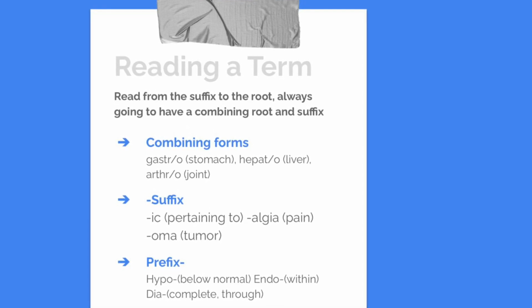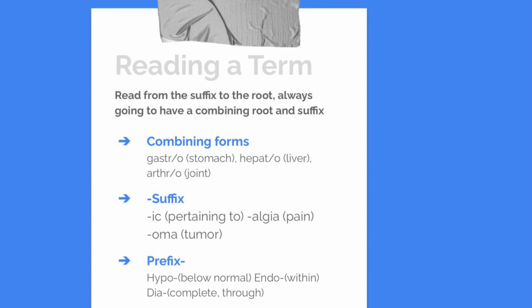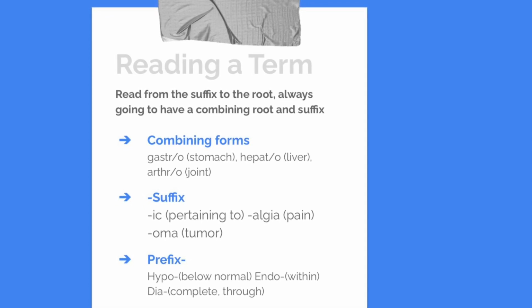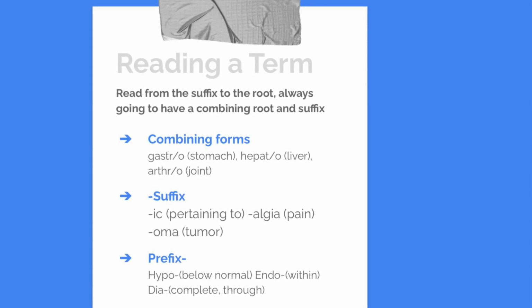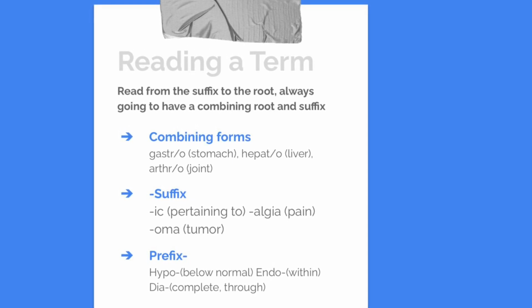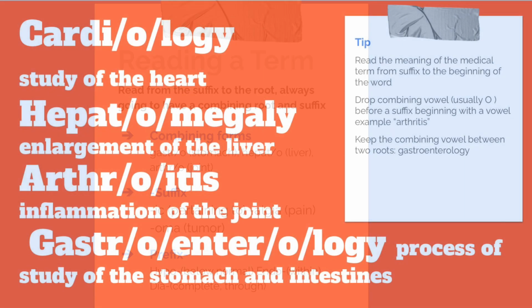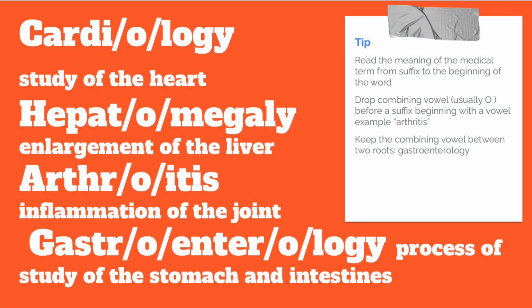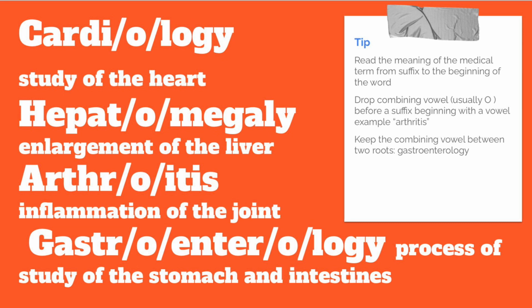While reading a medical term, you should start reading from the suffix to the combining root in order to understand the term you are reading. Some rules to remember while reading medical terms: first and foremost, you read from the suffix to the beginning of the word. Drop the combining vowel, usually O, before a suffix beginning with a vowel.